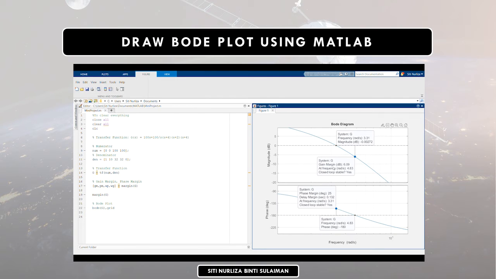The gain margin is 6.09. How to find the gain margin? First, we have to find the phase crossover frequency, negative 180, and we will meet the first intersection point. This point is the phase crossover frequency. We extend the line and make this intersection point. From 0 to this intersection point is our gain margin.